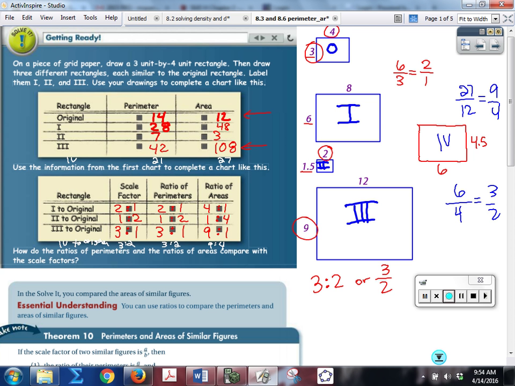Alright, so the scale factor, what do you guys notice about the scale factor and these other ratios? Scale factor and the ratio of the perimeters? Same. What about the scale factor and the ratio of the areas? Yeah, this one was kind of hard to see on the first ones, but notice 3 to 2, squared 3, squared 2, you get 9 over 4. So that is something that you guys need to know and use.